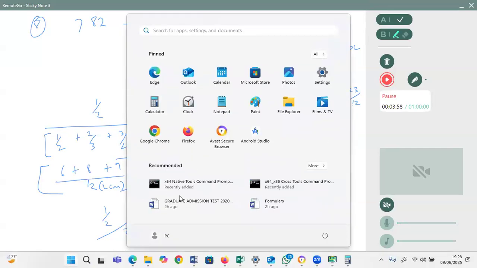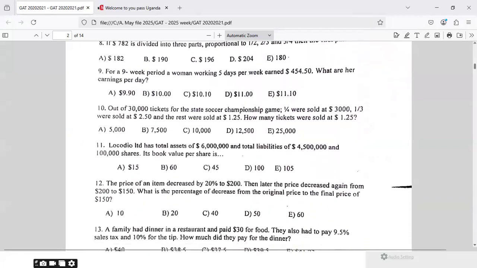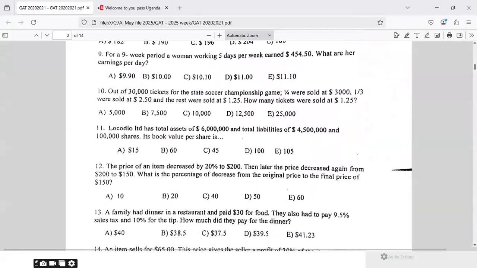All right. Now let's learn question 9, because we have like an hour to go. Question 9 is for a 9-week period, a woman working 5 days per week and $454.5.